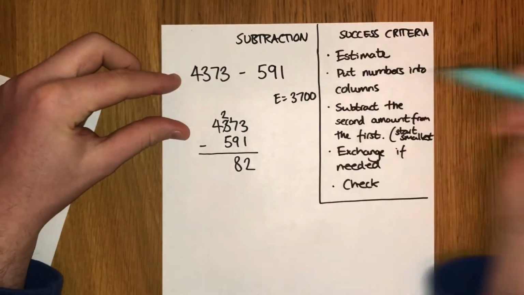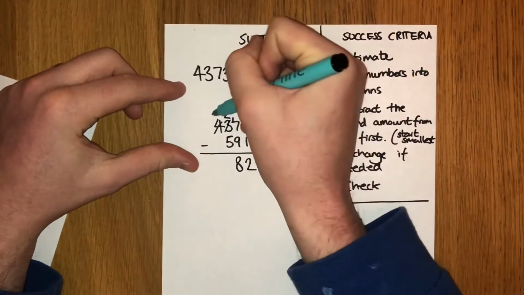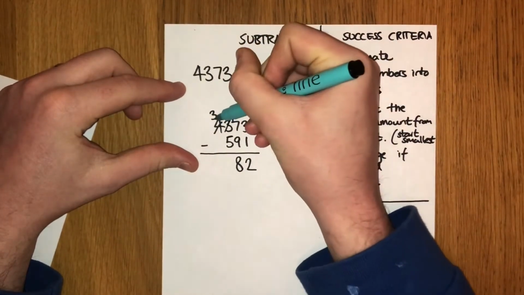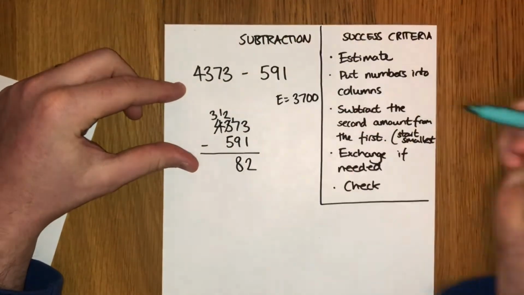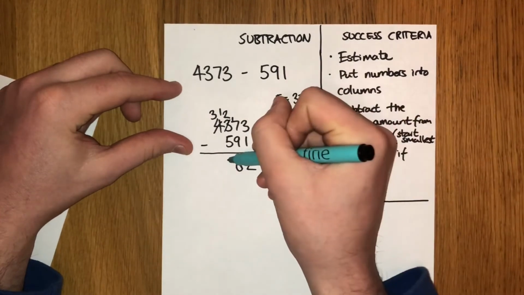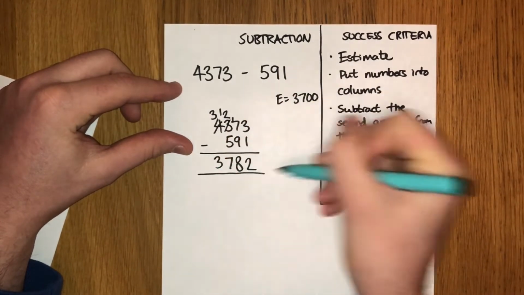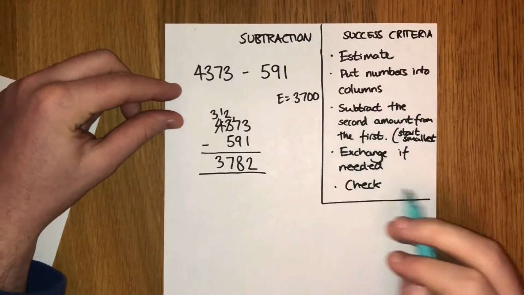Then I've got 2 hundreds take away 5 hundreds. Again, that will give me a negative number. I don't want that. So I'm going to take one of those thousands, which will leave me with 3 thousands, and add it on there. So I get 12 hundreds. 12 hundreds take away 5 hundreds is going to be 7 hundreds, and I've got 3 thousands left. 3,782, that's quite close to my estimate.